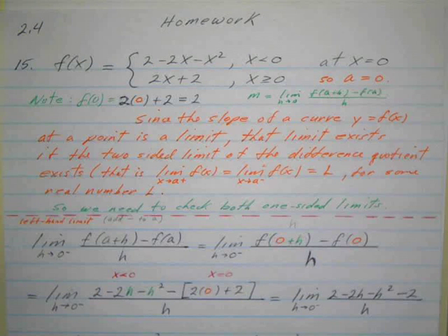Okay, here's number 15 from section 2.4. What we want to do is determine whether the curve has a tangent at the indicated point. If it does, give its slope. If not, explain why not.